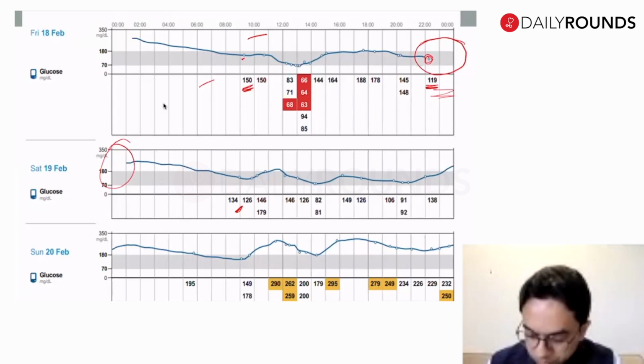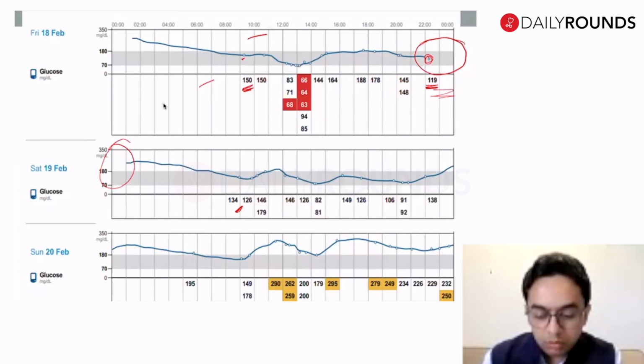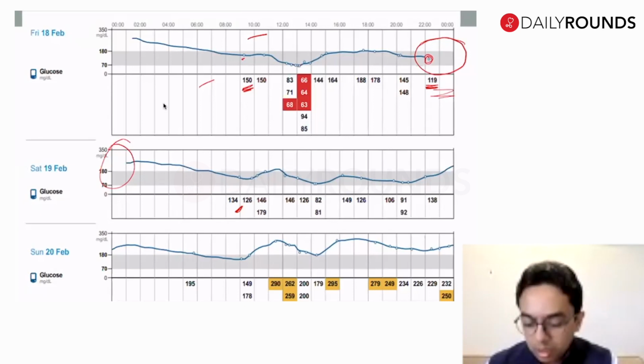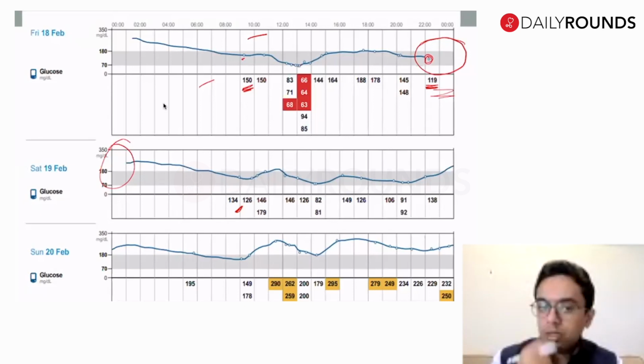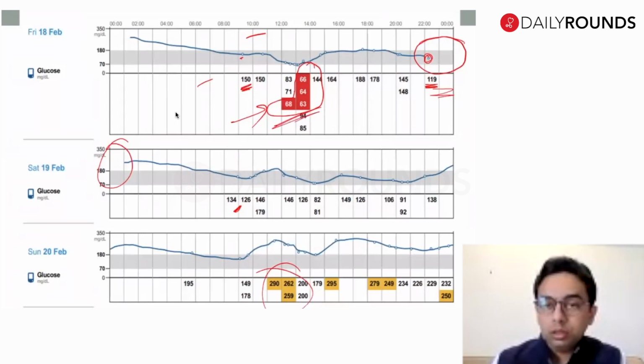Okay. Then the red one is the blood sugar low, whatever target you have put there. And the yellow one are the sugars higher than whatever target range you have applied in the settings. So here you can see the red ones are the blood sugars which are lower than whatever target you have set.